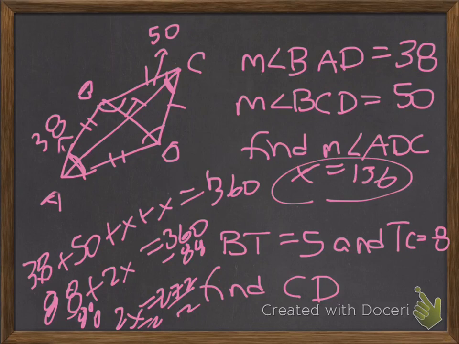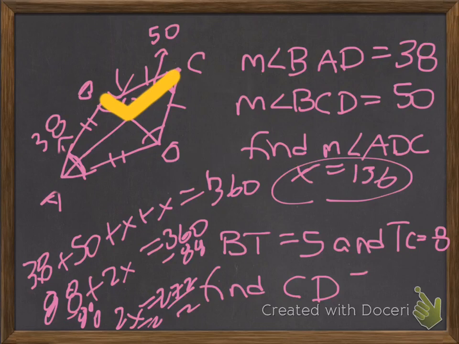And the last one, BT is 5. T is in the middle here. BT is 5 and TC is 5. So this side and this side are both 5. And that's a right triangle. So if we're trying to come up with the other side, or no, TC is 8, sorry. BT is 5. So we have a right triangle there.